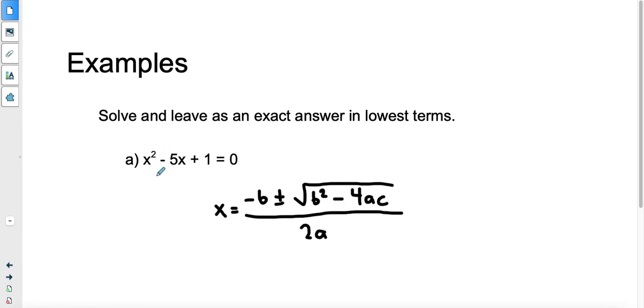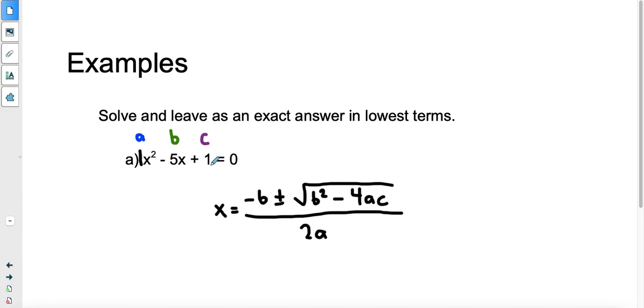A, remember, is my number in front of x squared. Here in my equation, my number in front of x squared is just going to be 1, because x squared is the same thing as 1x squared. So, my a value here is 1. My b value is going to be negative 5, because that's the number in front of x. And my c value here is just going to be 1, because that's the number by itself.